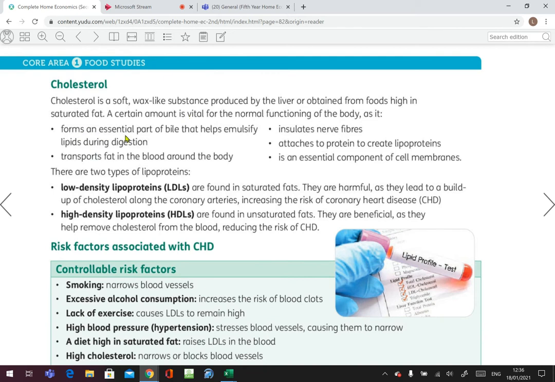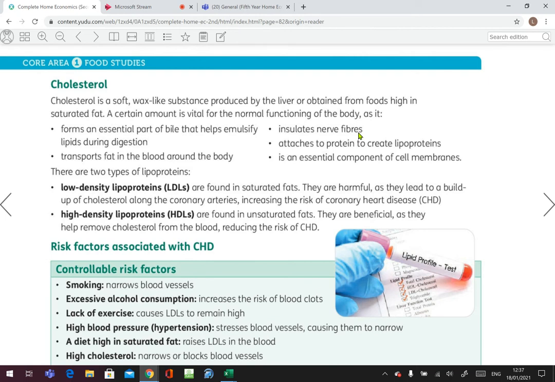It forms an essential part of bile. I spoke to you about bile on Friday. Bile is made in the liver, stored in the gallbladder, and it's dripped out as you eat fat to emulsify it and break it down into smaller parts so that our bodies are able to digest it properly. It transports fat in the blood around the body as well, so if you need insulation in certain parts, it brings it around. It insulates our nerve fibers, and we have miles of nerve fibers all over our body, so it's important too.